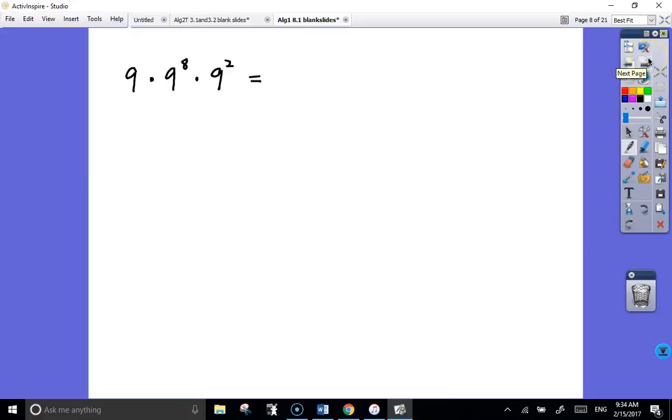Okay, how about this one? How many 9s are there in that string? There's 11, right? Now we have 3 bases, and each one's got its own exponent. The first 9, you don't see the exponent, so you assume it's 1, right? So then you're going to say, this is 9 to the 1 plus 8 plus 2, which is 9 to the 11th.